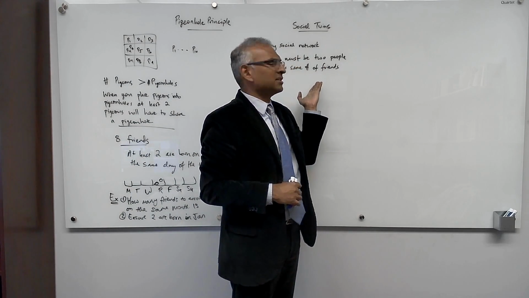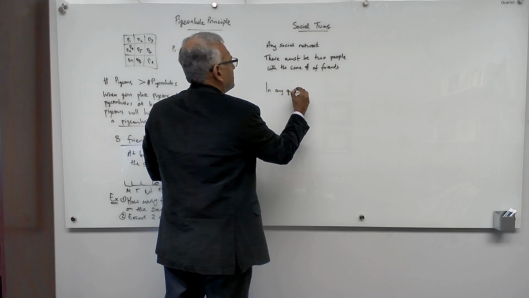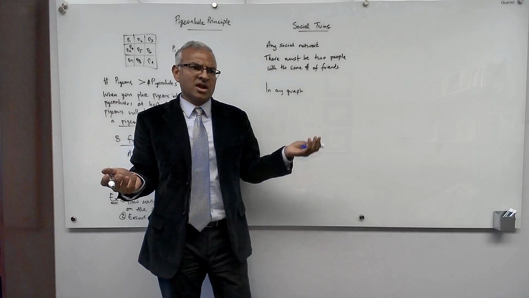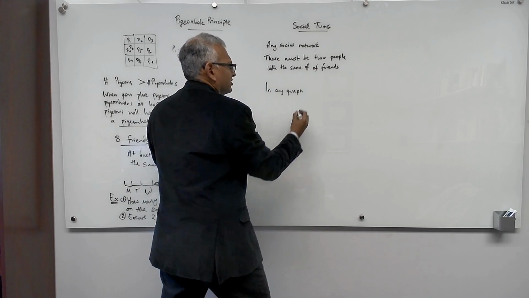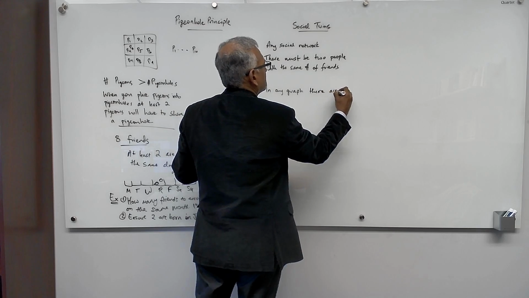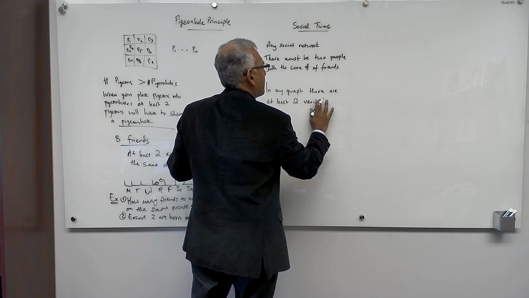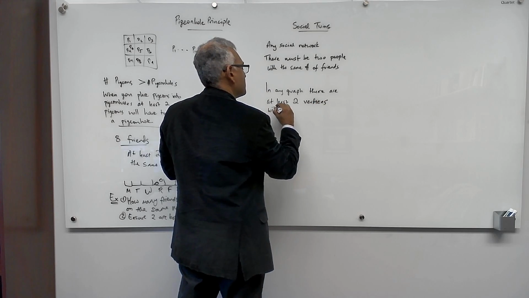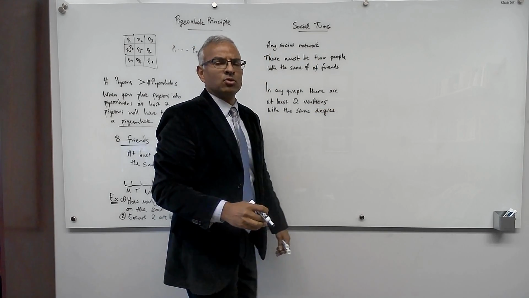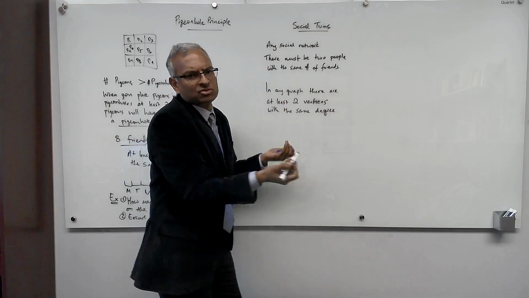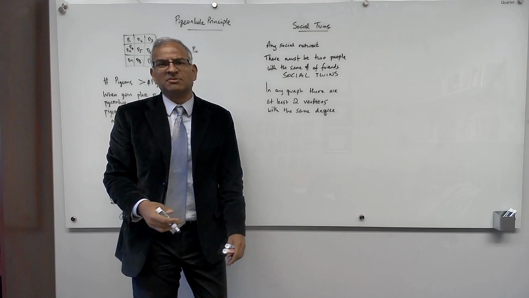This is actually just a statement about graphs. A social network is a graph, and the friendship relationship defines the links, and the number of friends is just your degree. So in any graph, there are at least two vertices with the same degree. Two people who have exactly the same number of friends, we call them social twins. We could call two vertices with the same degree twins if you want.